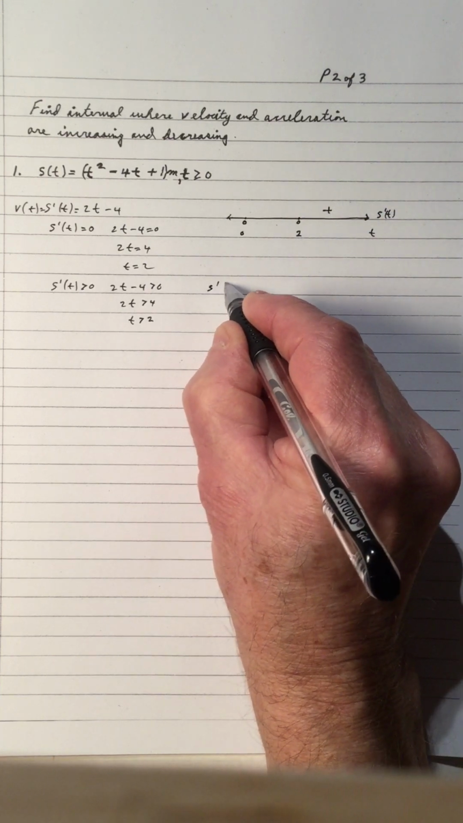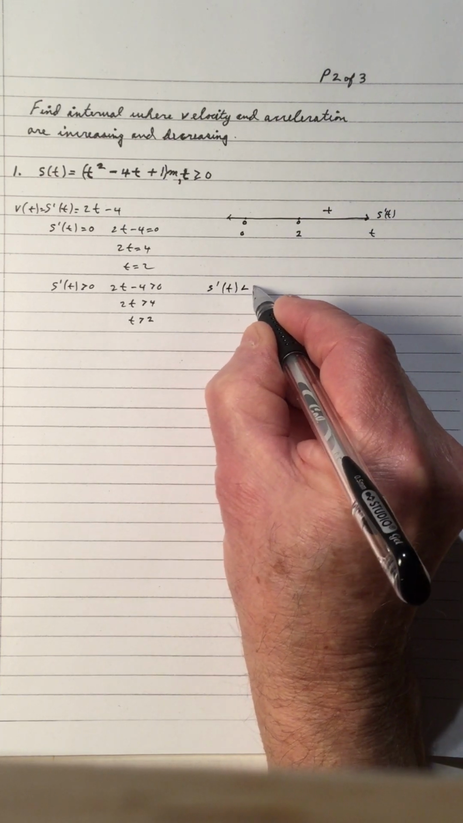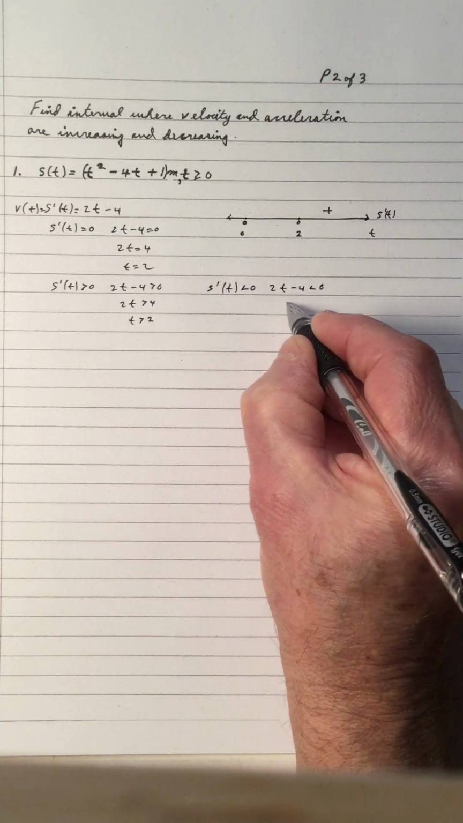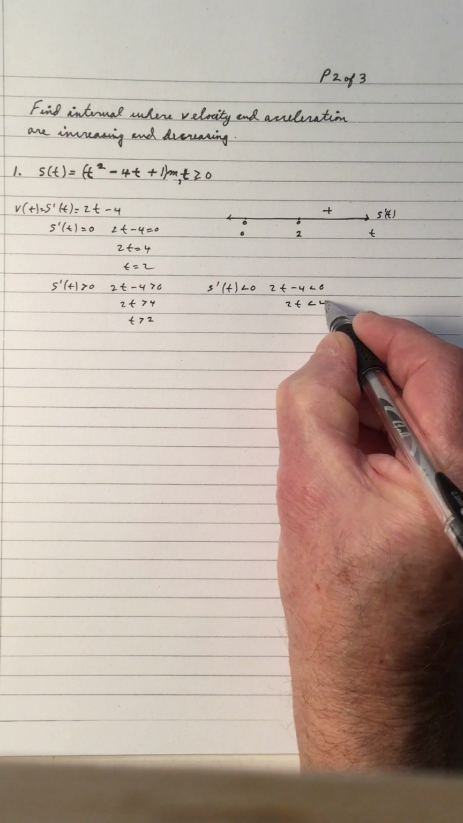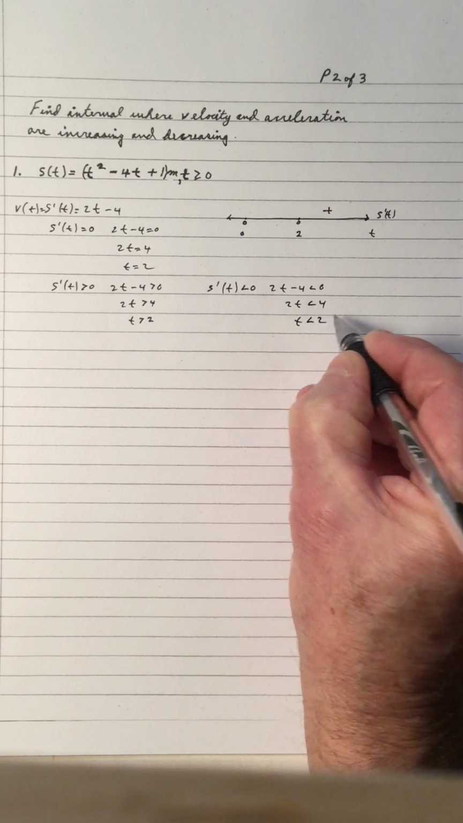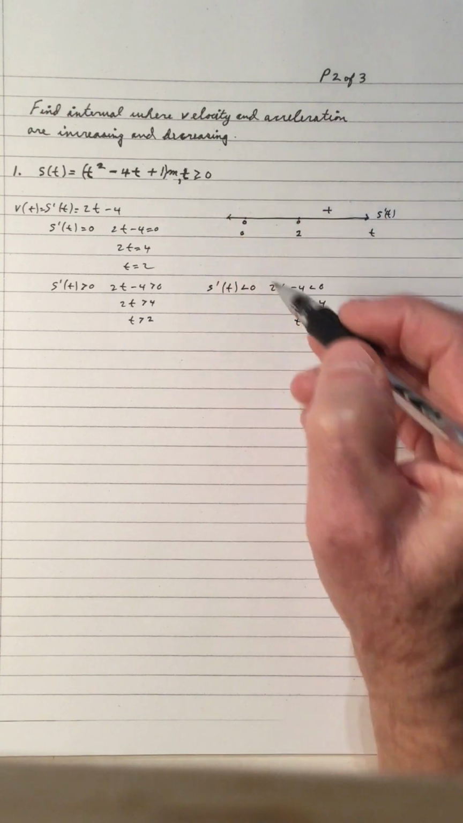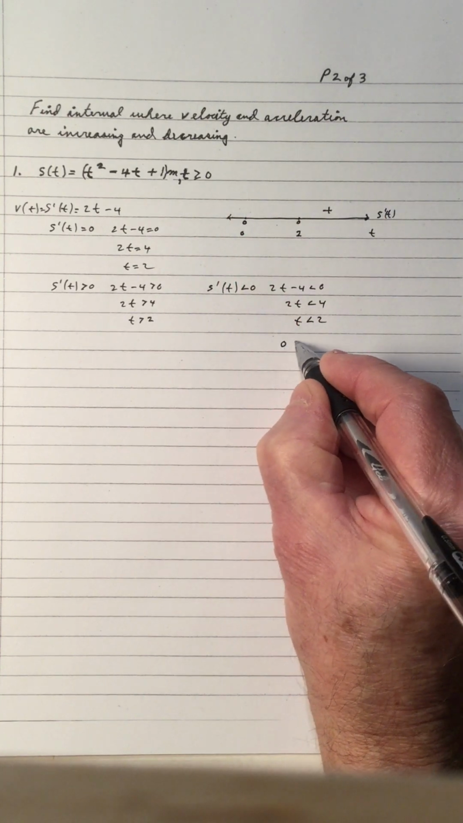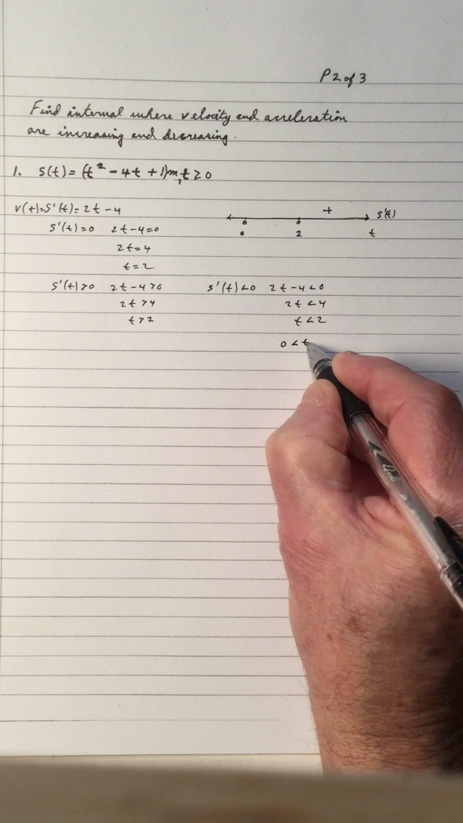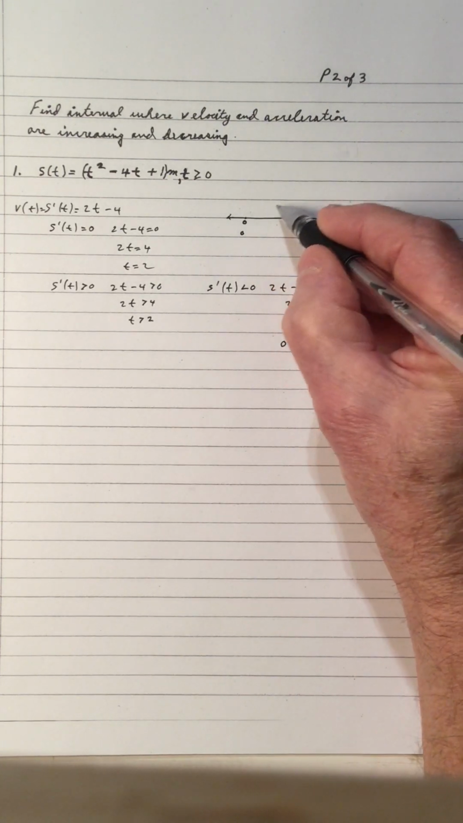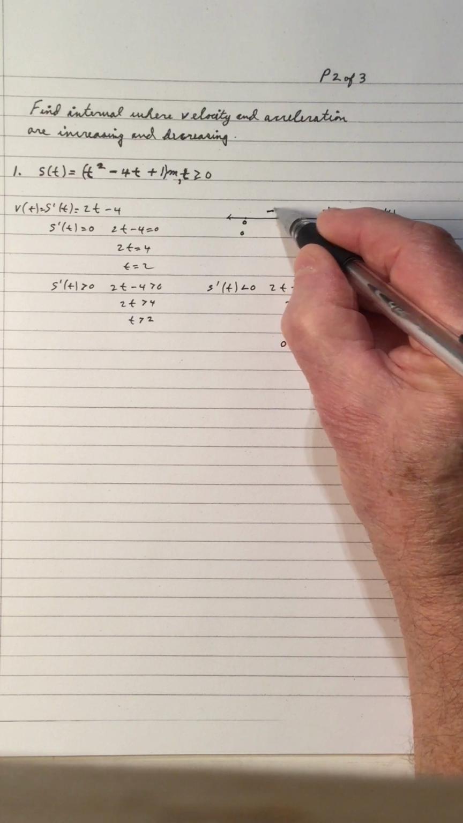And s prime of t is less than 0 where 2t minus 4 is less than 0, 2t is less than 4, t is less than 2. And remember t has to be greater than or equal to 0, so it's from 0 less than t less than 2 that is this interval. So from 0 to 2 seconds, the velocity is negative.